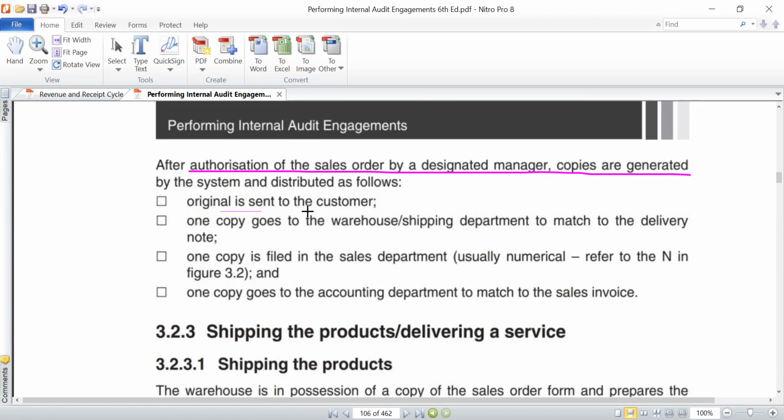We understand there's one that is sent to the customer. There's one that goes to the warehouse. There's one copy that is filed in the sales department. We do understand this already. But then there's one that is going to the accounting department so that we can match this against the sales invoice. This one is the one that also goes to the credit department. I'm talking about the last one that goes to the accounting department. It also goes to the credit division.